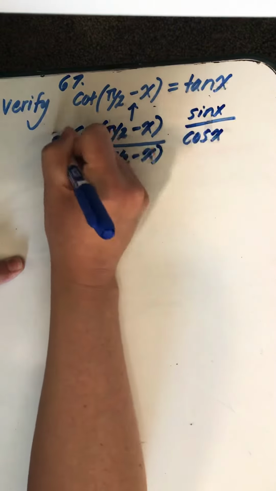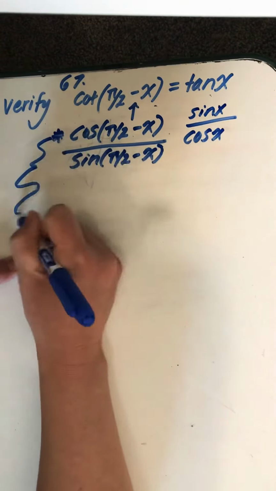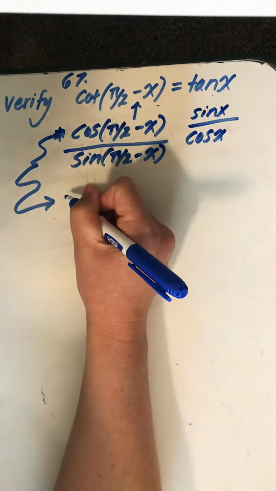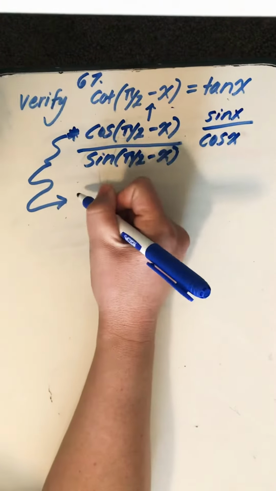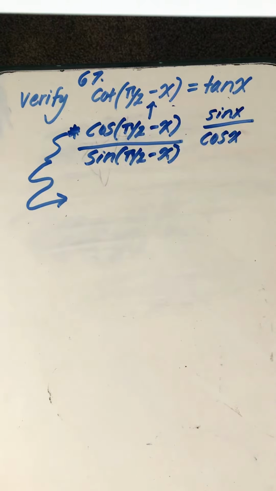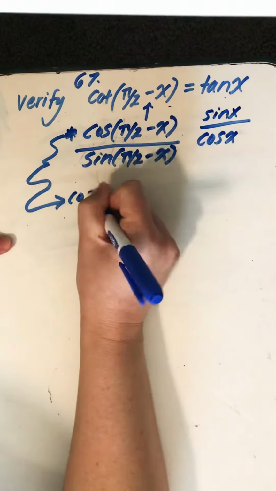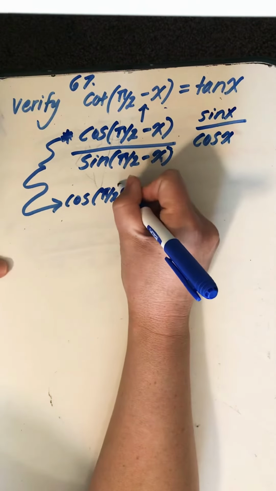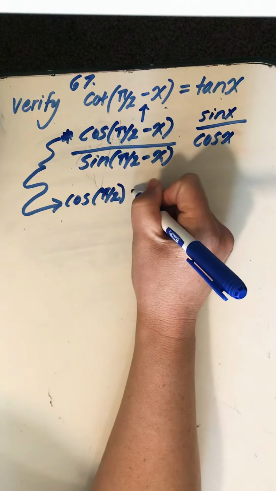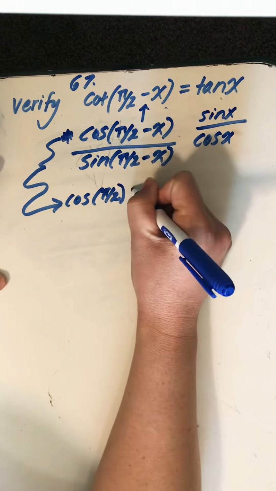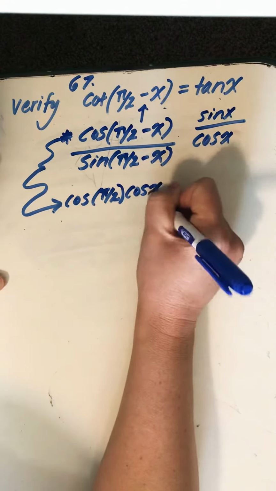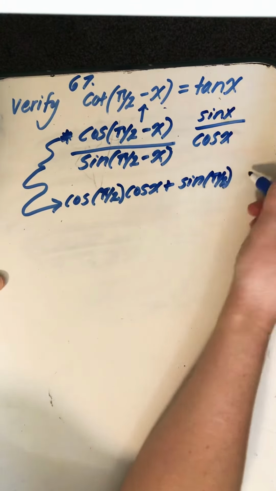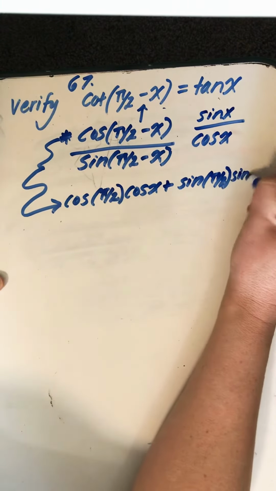So now what you're going to do is take the top and rewrite it with a difference formula. If you look at your sum and difference formulas, if you're dealing with cosine, it's cosine, cosine, sine, sine. So then we have cosine of pi halves cosine of x, plus sine of pi halves sine of x.